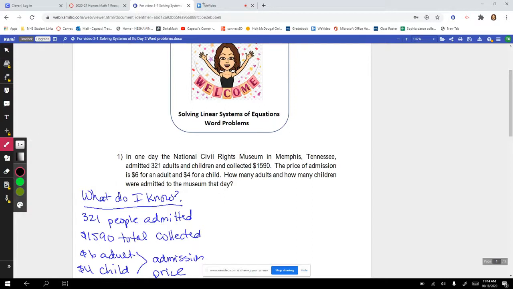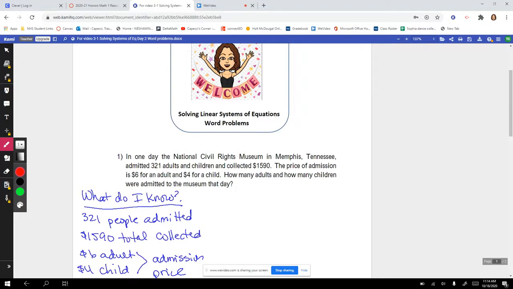It says, in one day, the National Civil Rights Museum in Memphis, Tennessee, admitted 321 adults and children and collected $1,590. The price of admission is $6 for an adult and $4 for a child. How many adults and how many children were admitted to the museum that day?